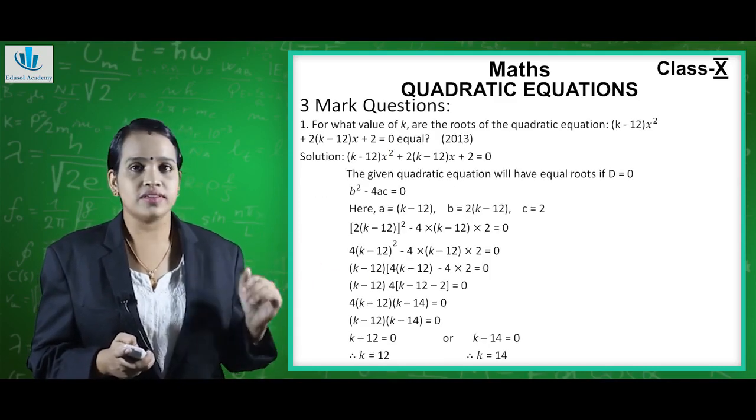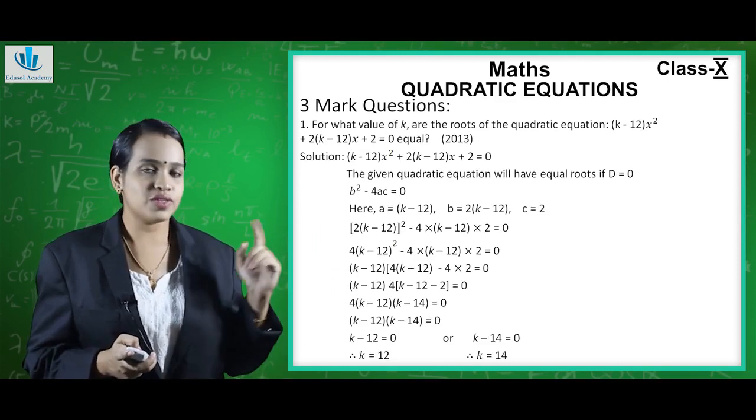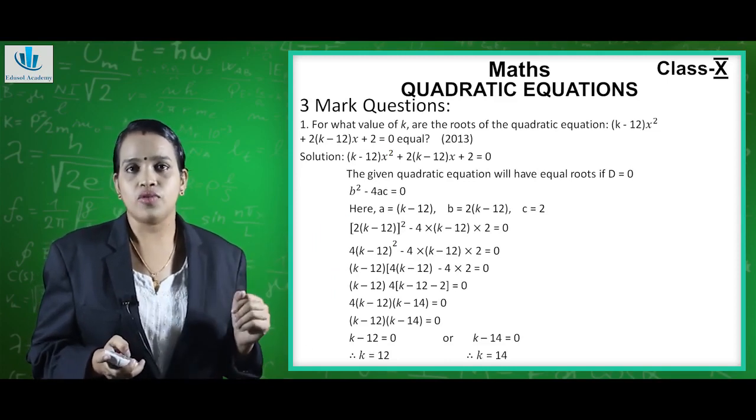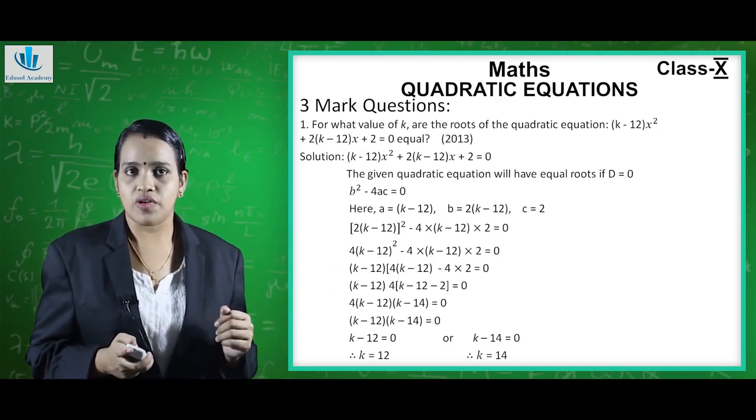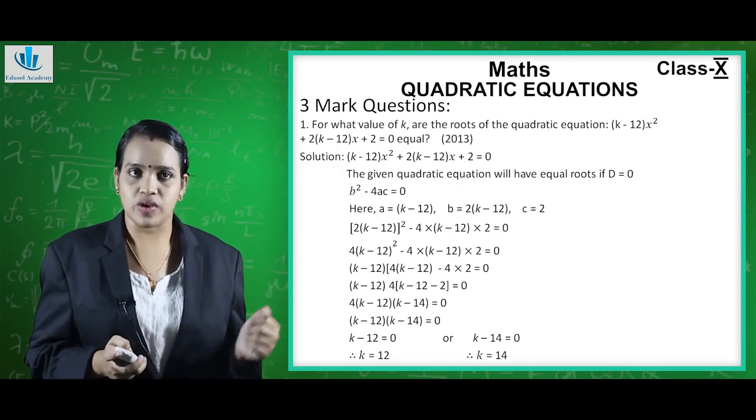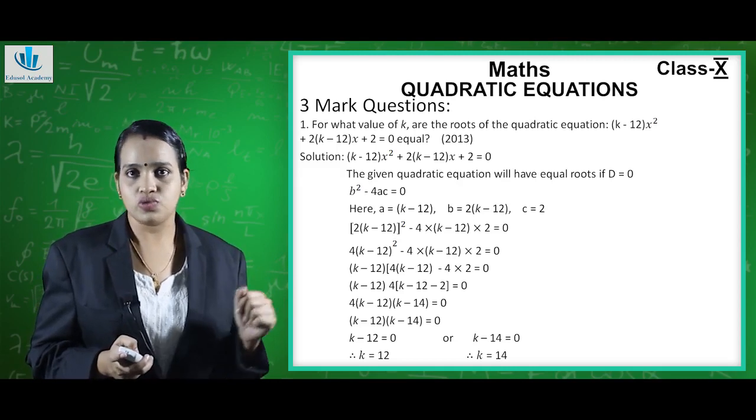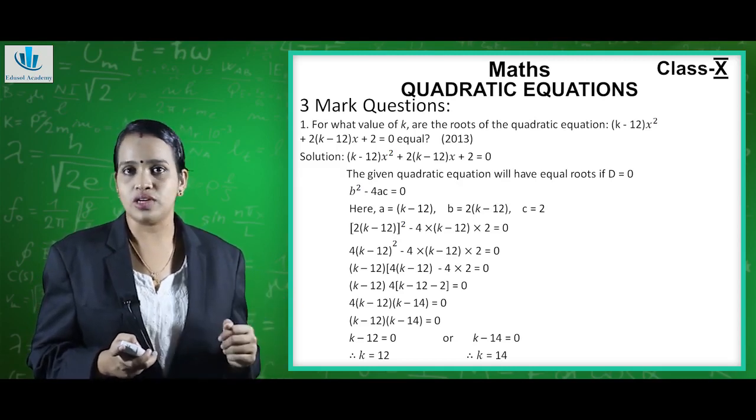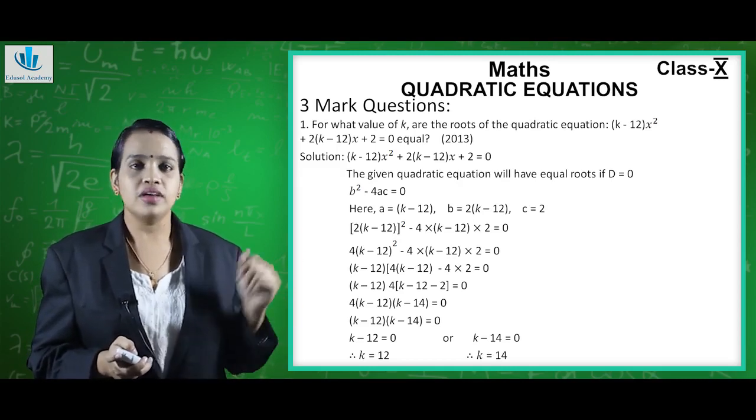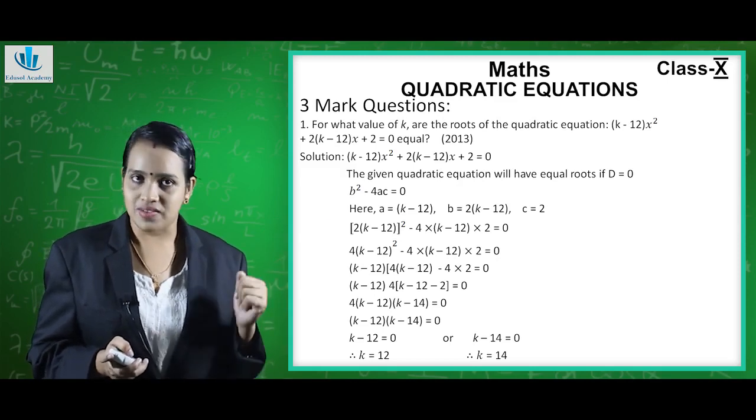Now our next question is a 3-mark question. So the question is, for what value of k are the roots of the quadratic equation (k − 12)x² + 2(k − 12)x + 2 = 0 equal? Now this question has appeared in the year 2013.